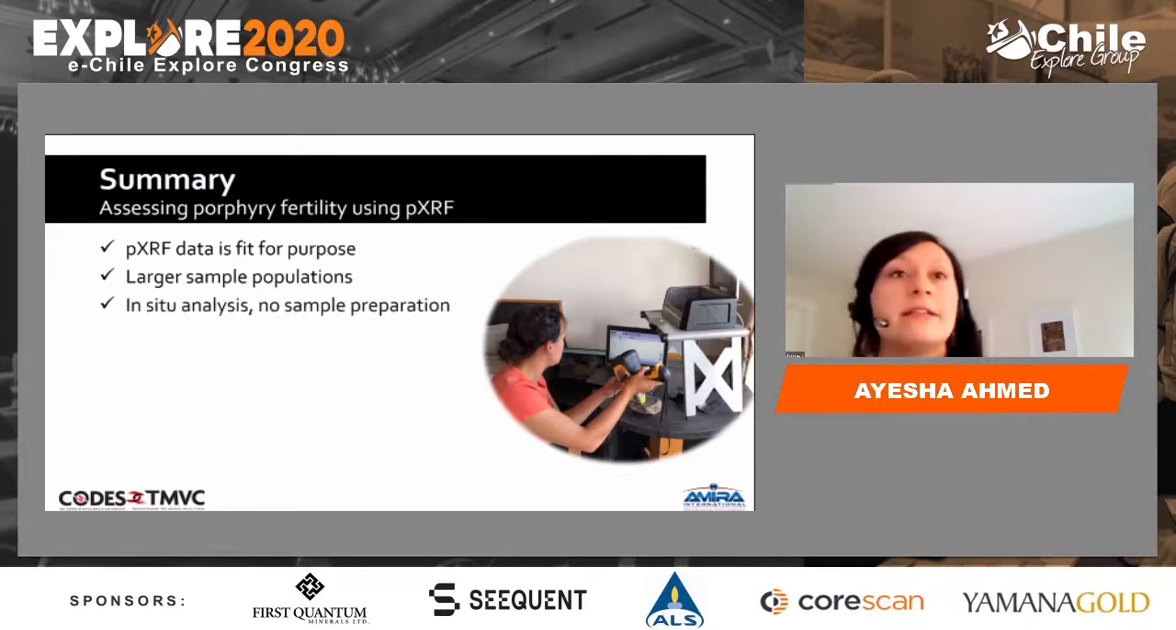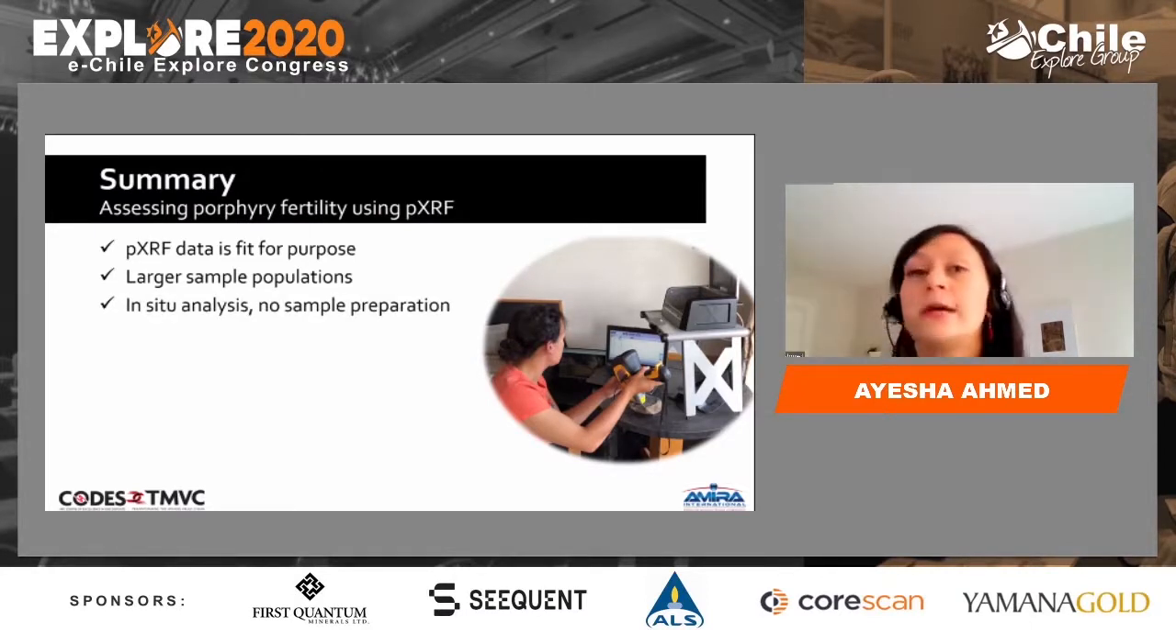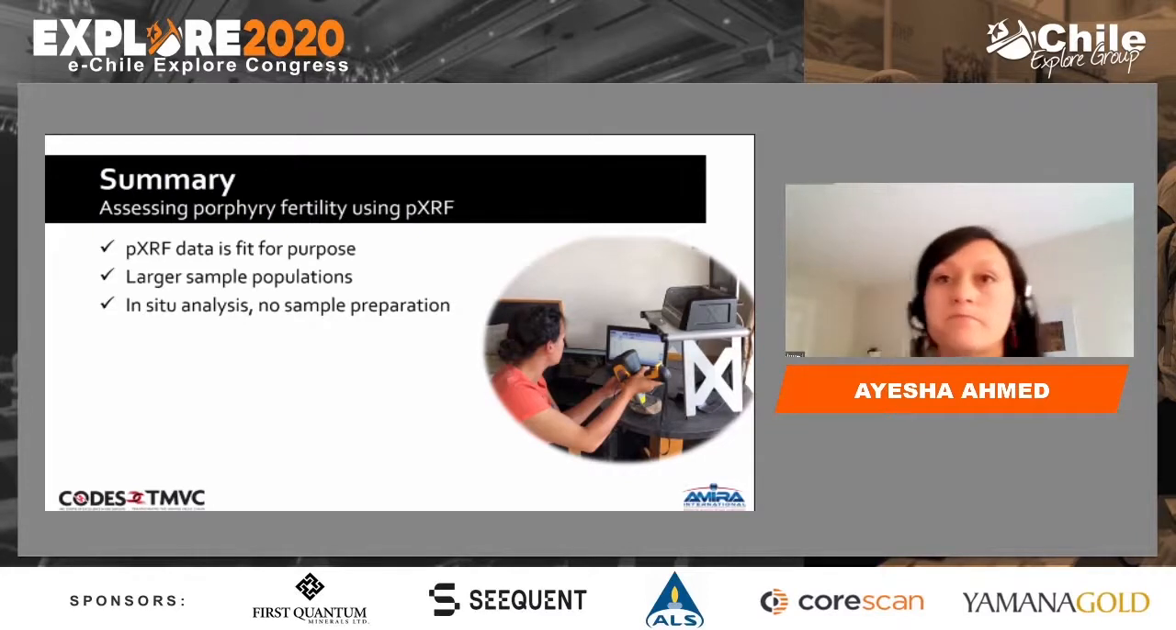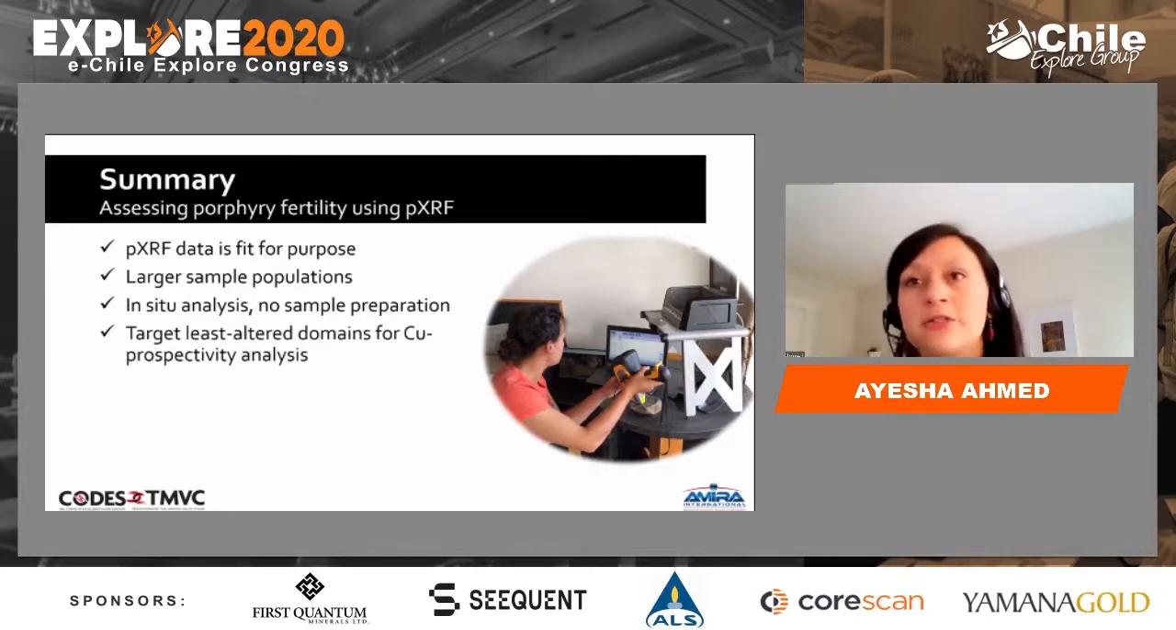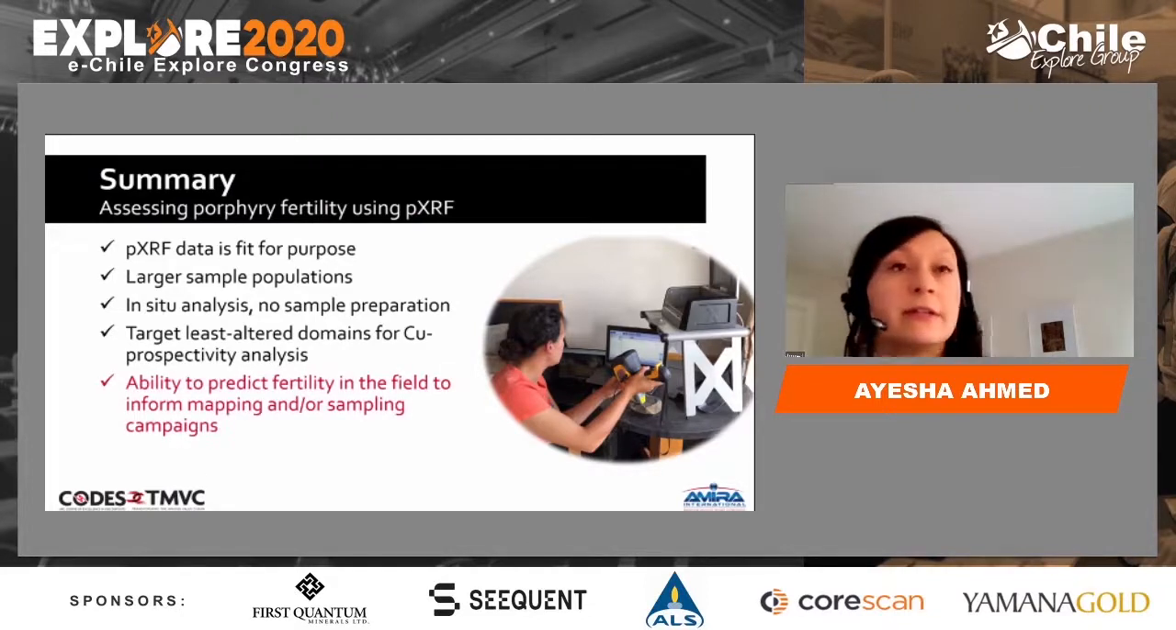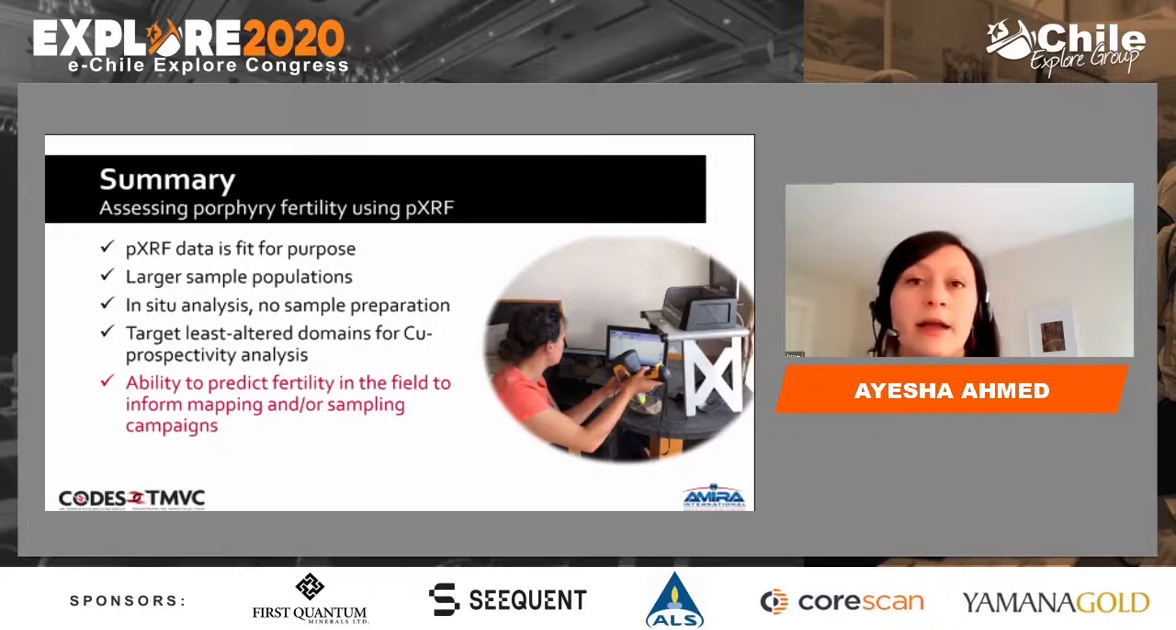Performing analyses on intact rocks means no sample preparation, no crushing, no sieving, and this saves time and money in the field. Using the PXRF means that we are able to target least altered parts of a rock, whereas it can be difficult to find least altered hand specimens for whole rock analysis in altered porphyry environments. And finally, and most importantly, this workflow has the potential to be applied in the field, allowing geologists to make data-driven decisions that inform sampling or mapping campaigns on the go.